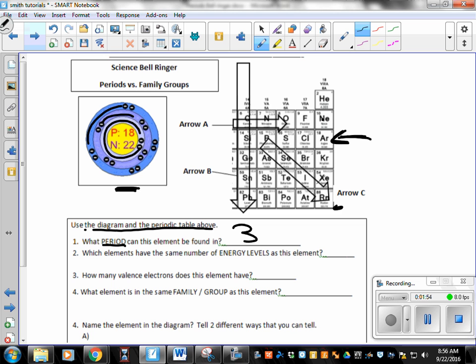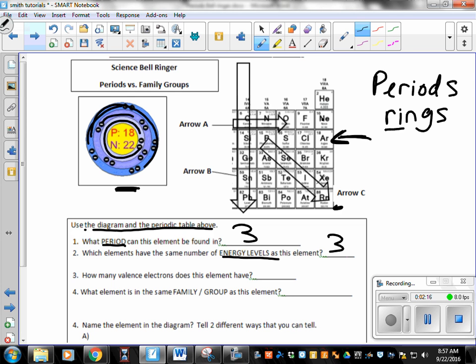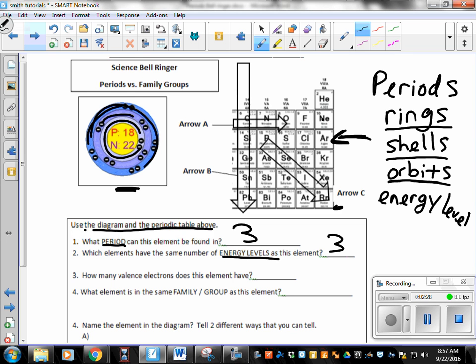Okay? Which element has the same number of energy levels as this element? So remember, energy levels is also rings, also periods, so it has 3 energy levels. So periods on the periodic table tell you the rings. Sometimes instead of rings, it may call it the shells, it may call it the orbits. That's the number of energy levels. So these rings on the atom determine the energy level that the atom has.